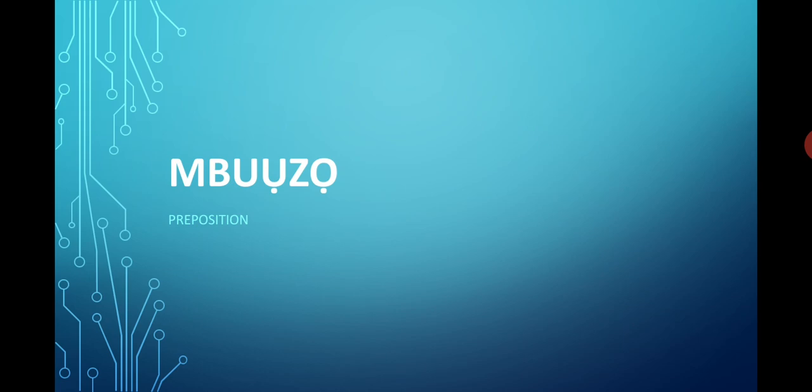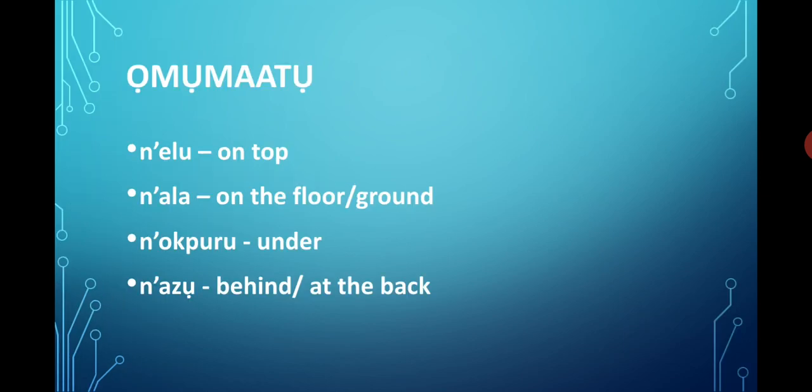Okay, we're going to look at mbuzo today. Mbuzo means preposition. We're not going to go ahead to define preposition. We already know that it's used to talk about a place where something happened, where something is. So let's go straight to the examples.